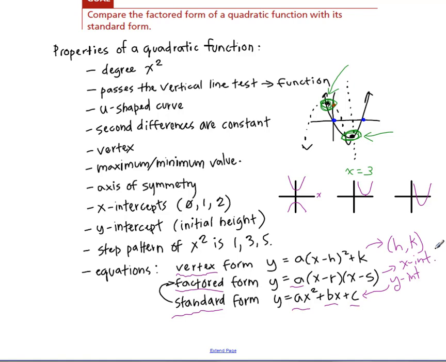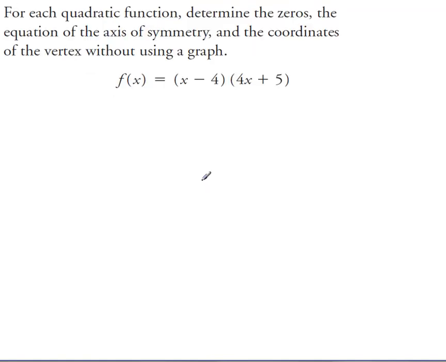Okay, so let's try out some actual questions, and let's see where we're at, see if we can try some of this out. So here's our first one. For each quadratic function, and we're just going to start with the one that's there. This one right here, here's our function. Determine the zeros, the equation of the axis of symmetry, and the coordinates of the vertex without using a graph.